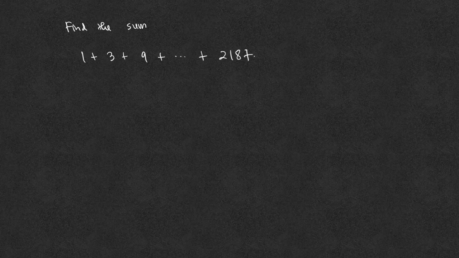Find the sum of 1 plus 3 plus 9 plus ... plus 2187. Observe that this is a geometric series because the ratio from 1 to 3 is 3 over 1 equals 3. From 3 to 9 is 9 over 3 equals 3. So the common ratio is 3.